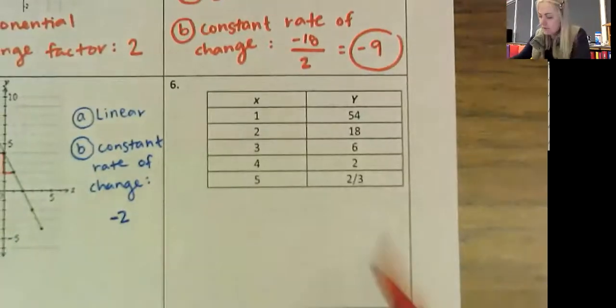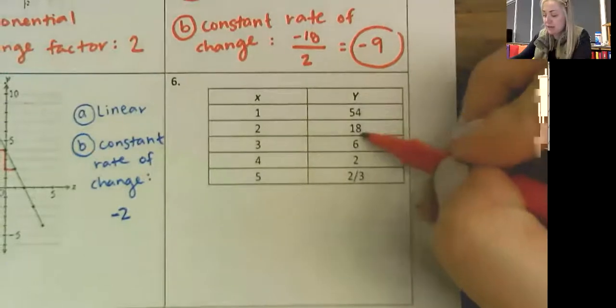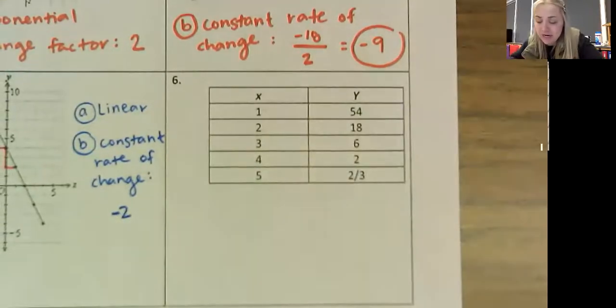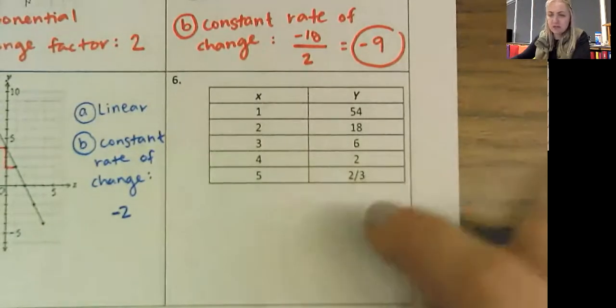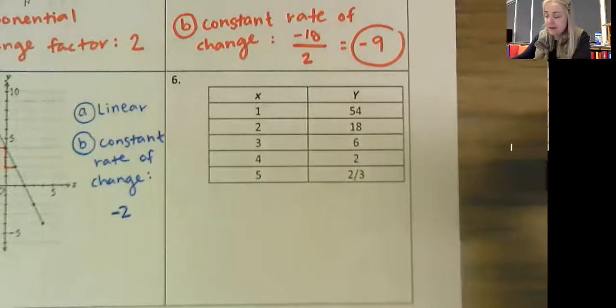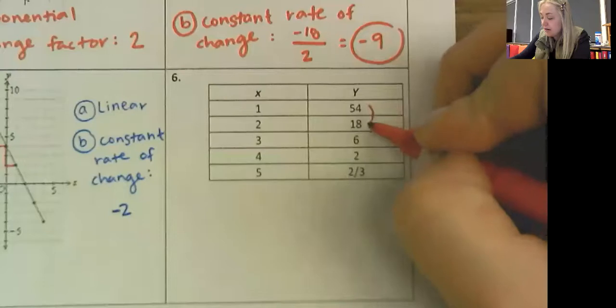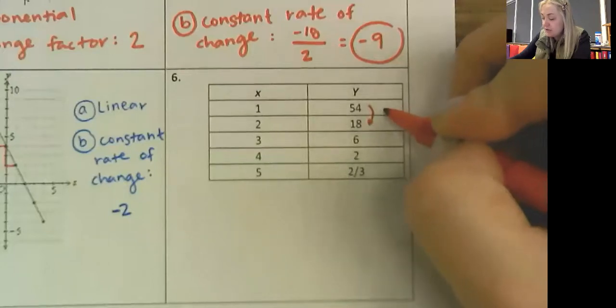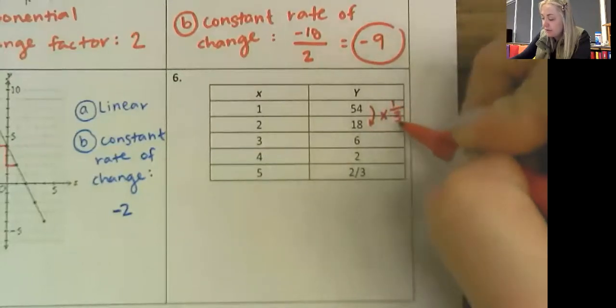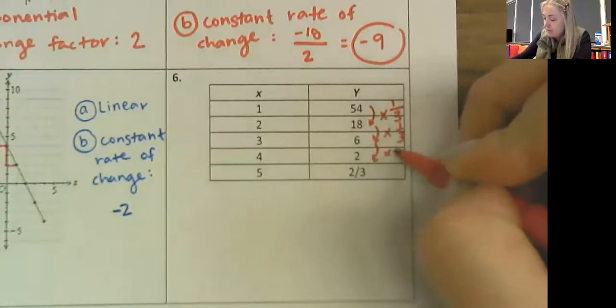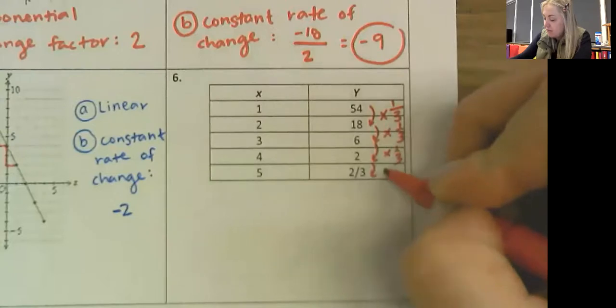Let's go to problem number 6. On this one, that would be subtracting quite a bit and then subtracting less and then subtracting less. So I know this is not going to be a subtraction pattern because this has clearly got division going on. To go from 6 to 2, I have to divide by 3. From 2 to 2/3, I'm also dividing by 3. So my pattern here is dividing by 3, which is also multiply by 1/3. Multiply by 1/3, multiply by 1/3, and multiply by 1/3.